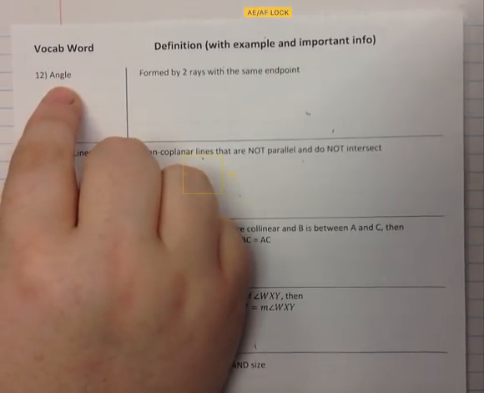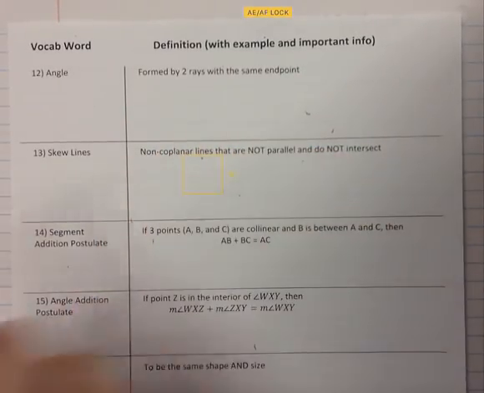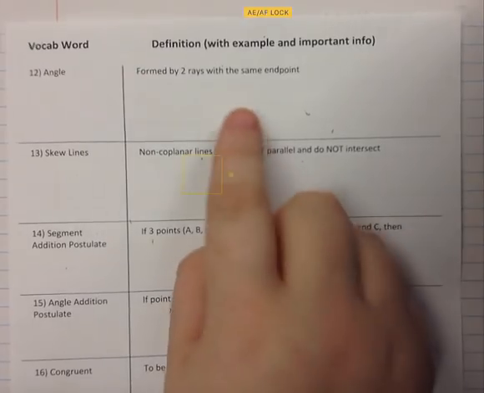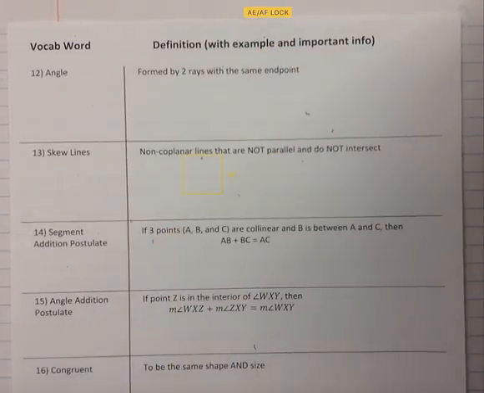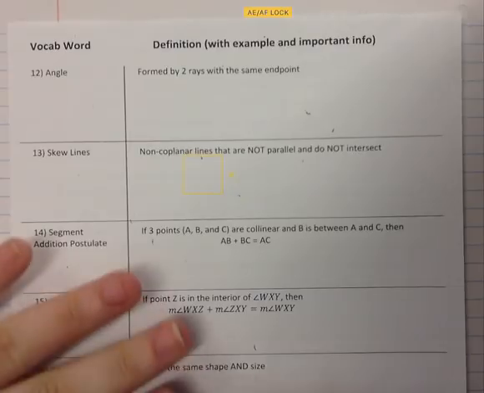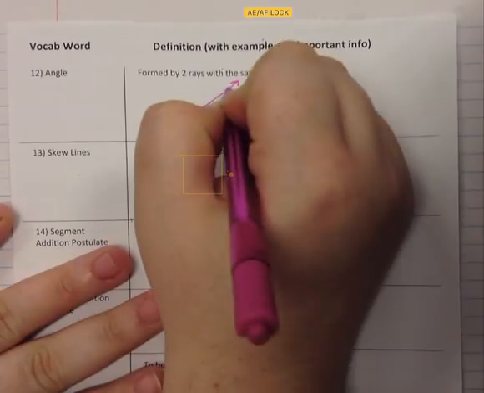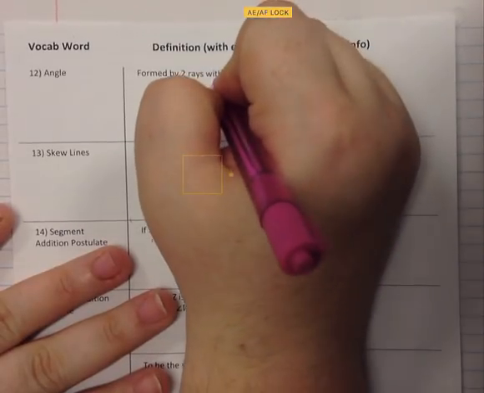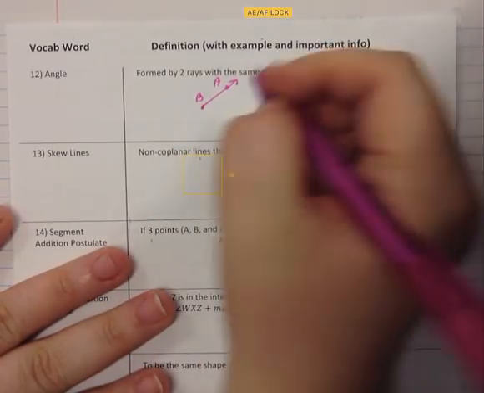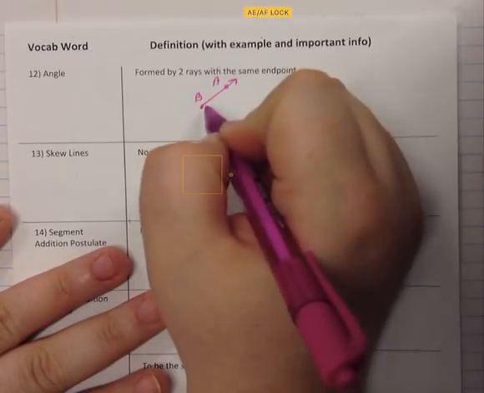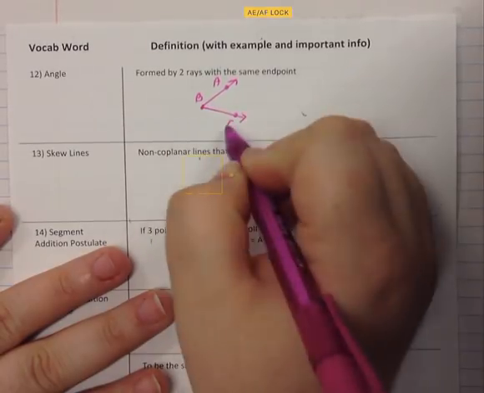This word is angle. An angle is formed by two rays with the same endpoint. So if we just saw that rays have one endpoint and then go off in one direction forever. So if we have two rays that share an endpoint, we have a ray going off in this direction. We can call this ray BA because we start with the endpoint. And then we can have another ray that shares the same endpoint of B going in a different direction. We'll name this ray BC.